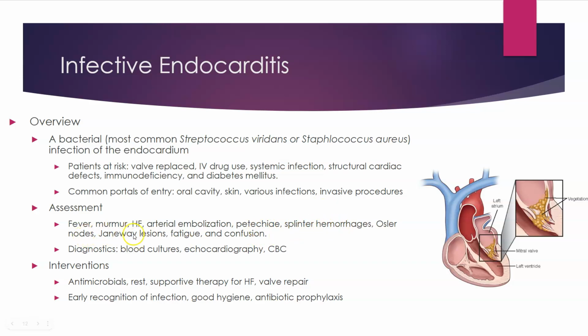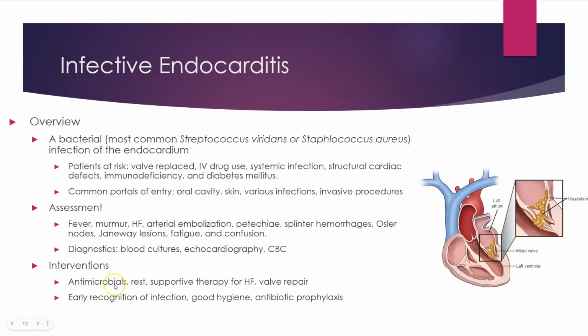You can get Osler nodes and Janeway lesions. These are both on your hands. You get these bumps. And then fatigue and confusion. So diagnostics, you're going to do blood cultures, see what's growing, see if it's viridans or Staph aureus, and then you'll look at echocardiograms and a CBC.